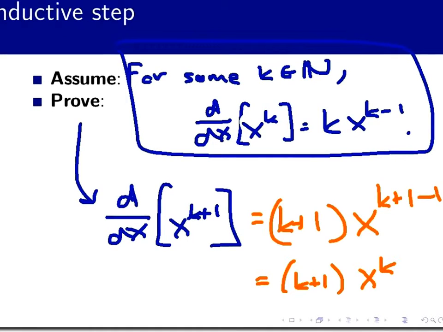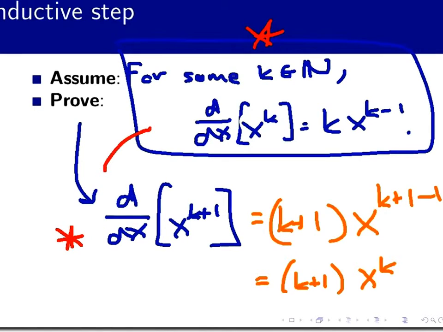So again, you have to be very careful about what you want to assume. This is our assumption, and this is what we're trying to show. And these two things do not mix together. Okay, we keep them separate. So let's move on to another slide and prove what we need to prove.